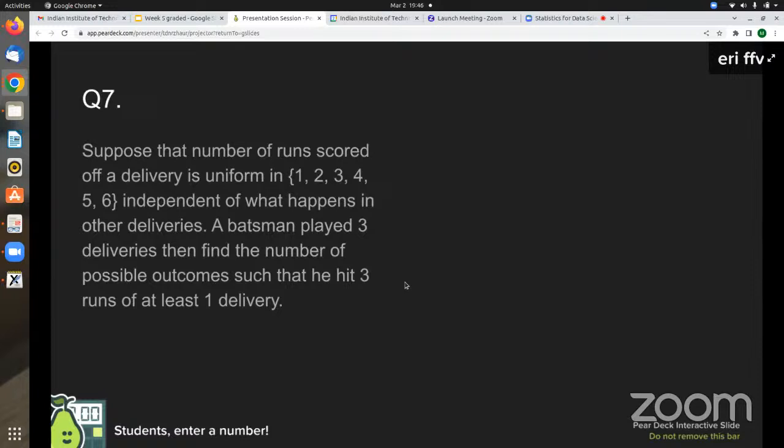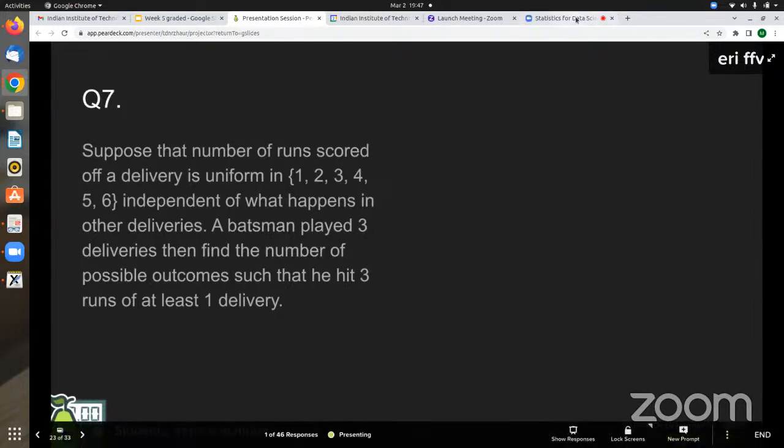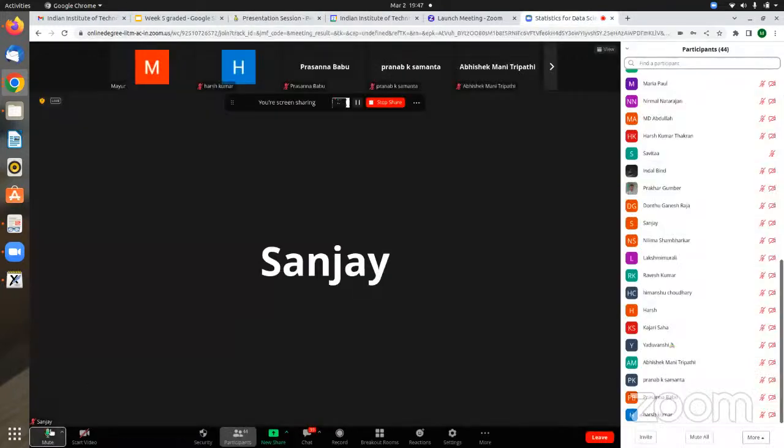Or in the first ball he scored 3 runs, in the second ball 2 runs, and the third ball 4 runs. Or he may have scored 3 runs in the first ball, 3 in the second, and 3 in the third. So you have to find the number of possible ways in which he can score 3 runs in at least one of the deliveries. Okay, just try it. Take some time, and then we'll see.